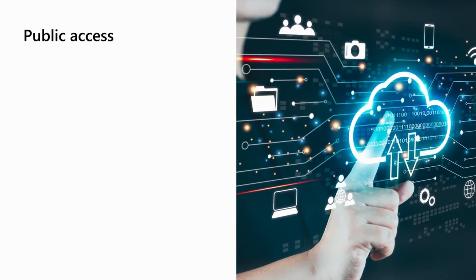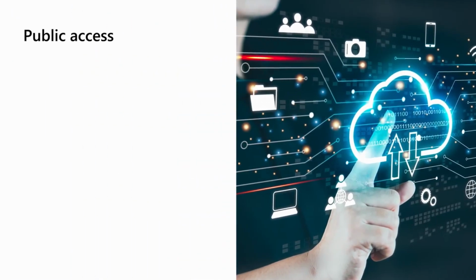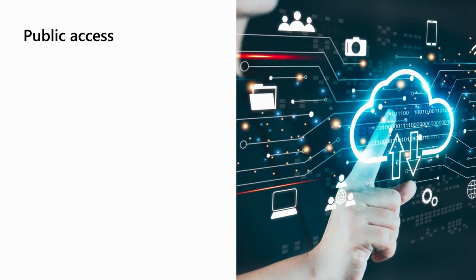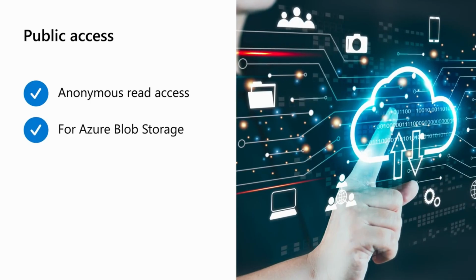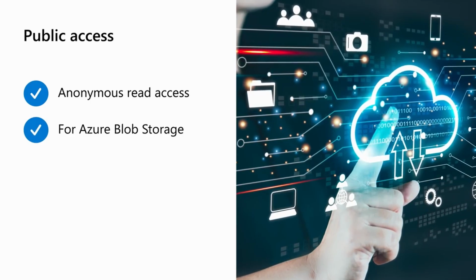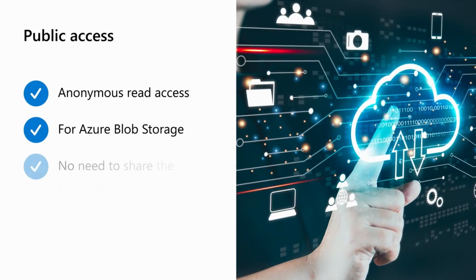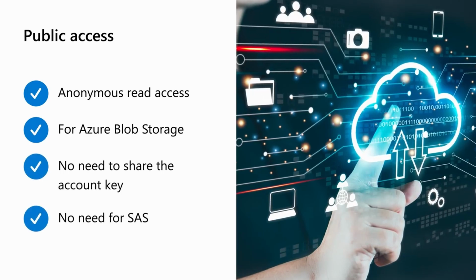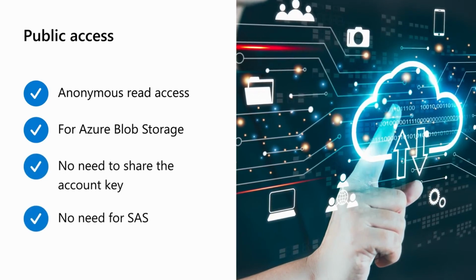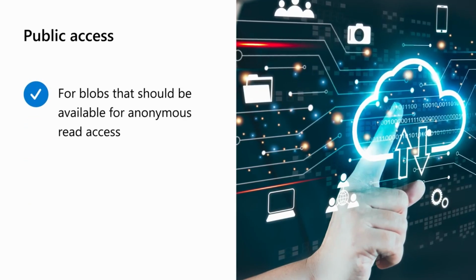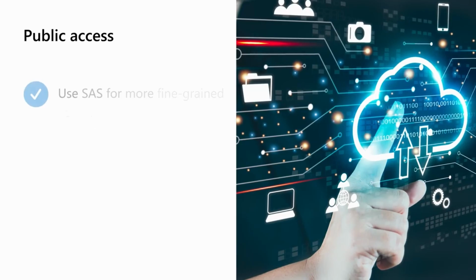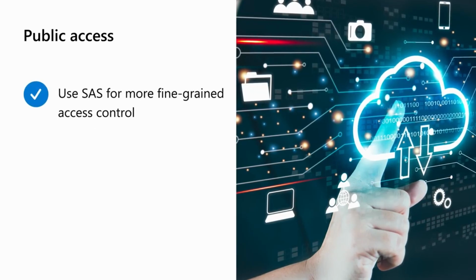Now, let's explore public access as an option to authorize Azure Storage requests. You can provide anonymous read access to a container and its blobs in Azure Blob Storage. Public access allows you to grant read-only access without sharing your account key or requiring a SaaS. Public read access is best when you want certain blobs to always be available for anonymous read access. You can still use SaaS for more fine-grained access control.